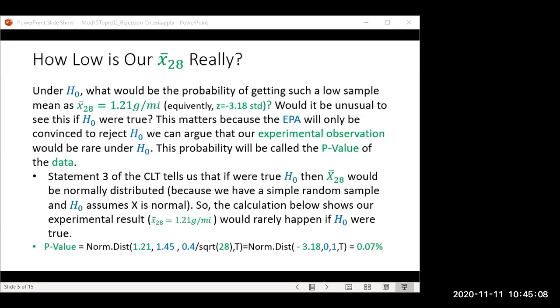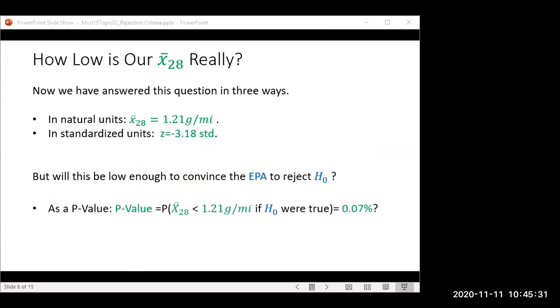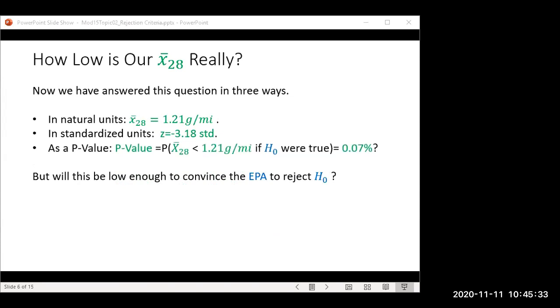You can either put in the grams per mile all the way across or the STDs all the way across, either way. So how low is our X bar 28 really? We've answered the question in 3 ways already. It's that many grams per mile, that's how low it is. It's that many STDs, that's how low it is. And it has this little p-value, 0.07%. That's how unusual it would be under the null hypothesis.